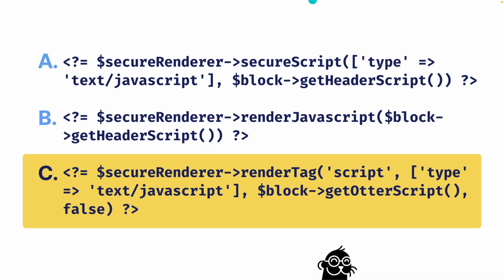So check this out. Here is the correct answer in this case. Instead of just rendering block getOtterScript, we're going to run it through this filterer, this tool that we have here, and as a result, you are able to maintain compliance with content security policy and potentially have control over things like maybe adding extra filters or processing power in there.